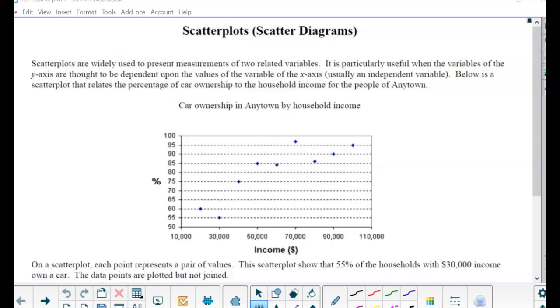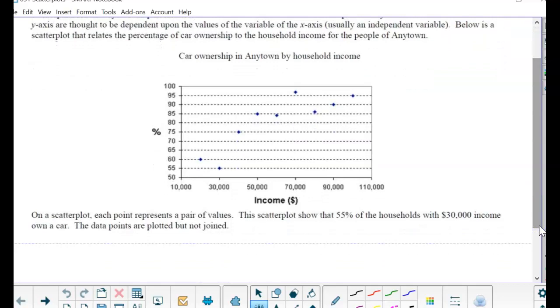So on a scatter plot, each point represents a pair of values. The scatter plot shows that 55% of the households with $30,000 income own a car, right? So that's showing this particular point here. Okay, the data points are plotted but not joined.